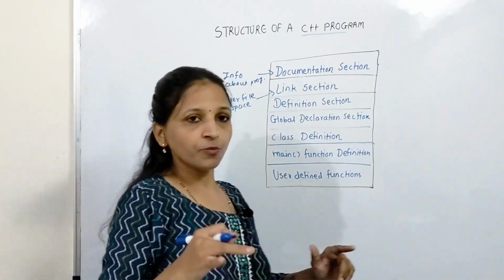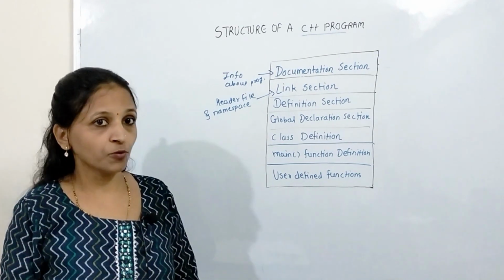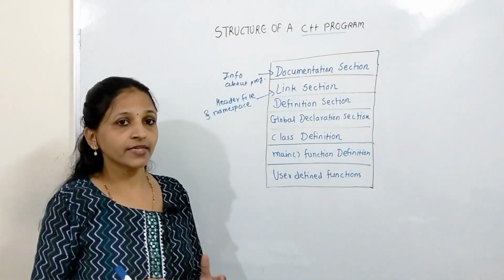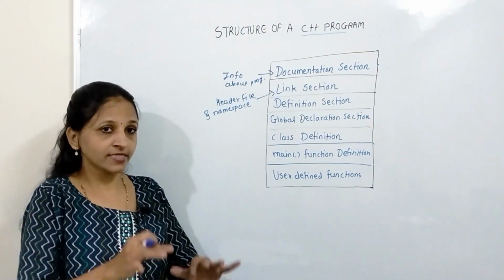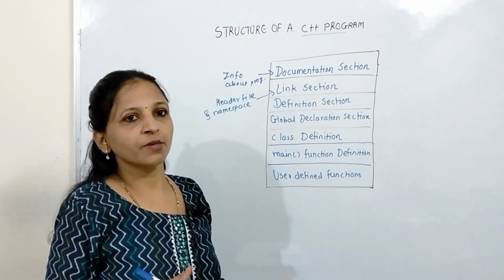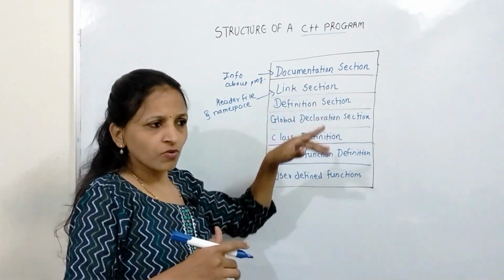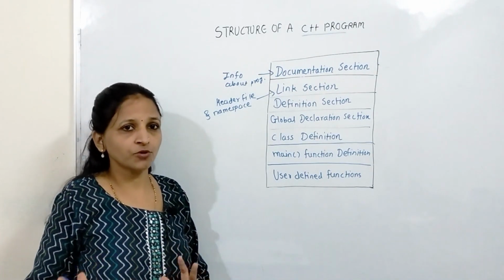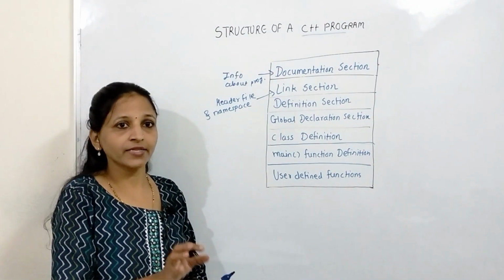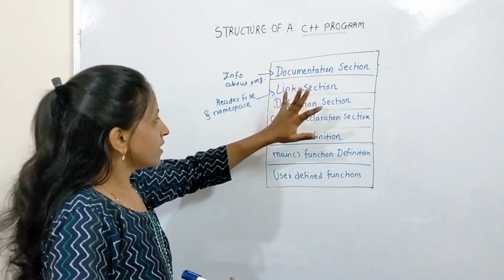In all programs we have to do at least input or output, and for that we have to include the iostream header file. That header file inclusion is actually a preprocessor directive, called the file inclusion preprocessor directive, and we have to write it in this section. Whatever inbuilt functionality you want to use in your program, you have to include header files for it, and you write those inclusions after the documentation, inside the link section.